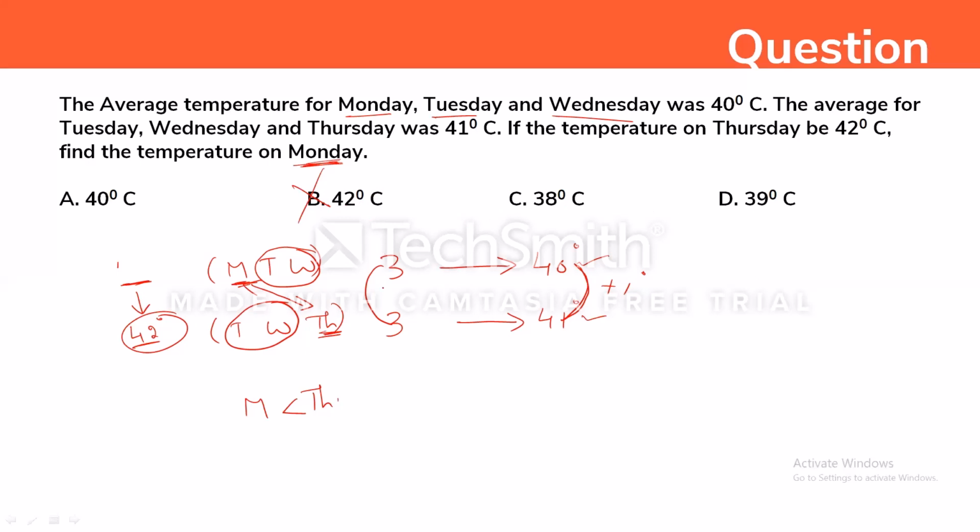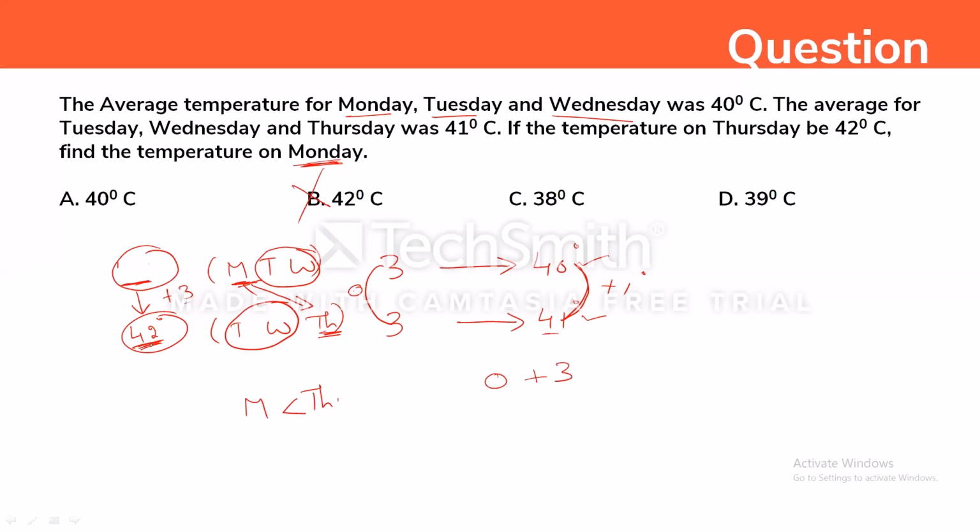Okay, now we'll see what the correct answer will be. Now the difference is 0 here. 0 multiplied with any value will give you 0, plus 1 into 3 will give you 3. Now from Monday, if I add plus 3, it will become 42. Already 42 is given for Thursday.